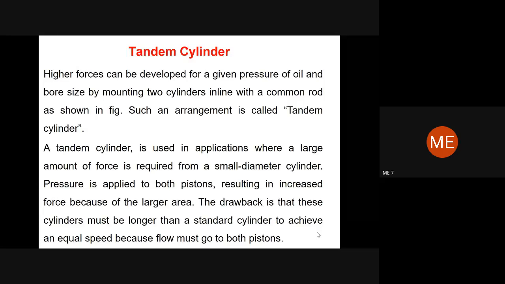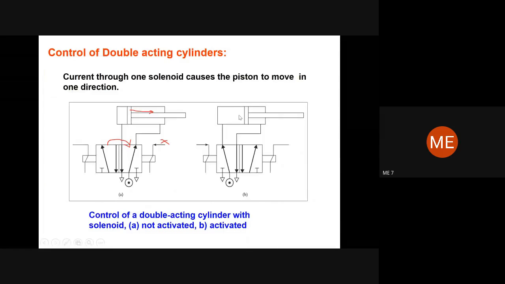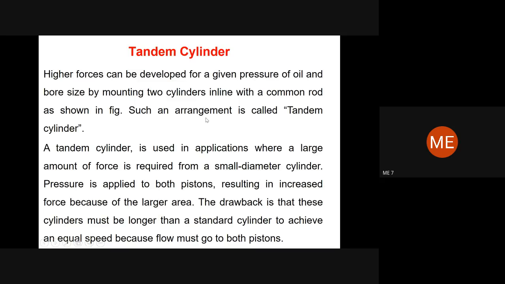Okay, now here currently what we have is only one cylinder. If you observe, we have only one cylinder and one piston which is moving across. Now in a tandem cylinder, we are going to mount two cylinders in line with a common rod.